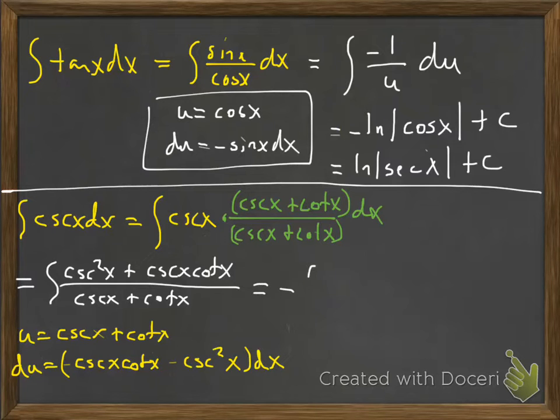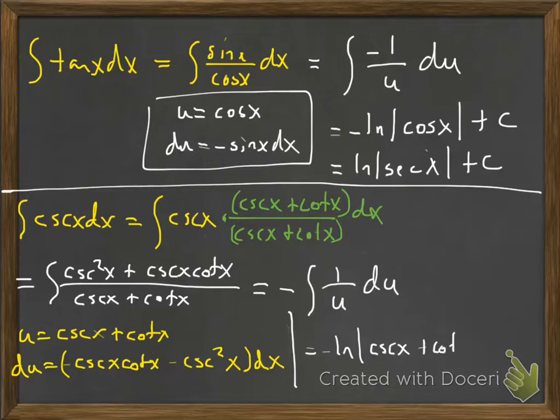So then it's equal to negative 1 over u du, and I know what that is. It's negative ln absolute value of u, but u is cosecant x plus cotan x, plus your constant of integration. If you want, you can put that negative sign in there and fuss with all the stuff inside there. You'd have to combine like the fractions there, and you can go a little bit further than that.